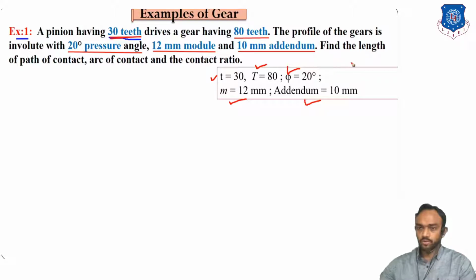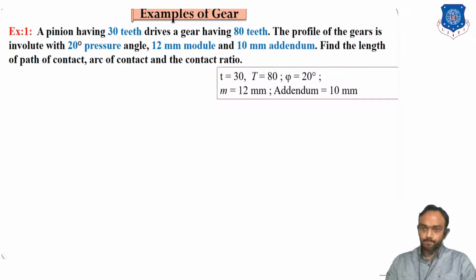So what do we have to find? We have to find the length of path of contact, that is Kp plus PL, the arc of contact and the contact ratio. These three things we have to find. First of all, for Kp and PL, you have to find small r, capital R, and the addendum radius for both. So pitch radius and addendum radius.